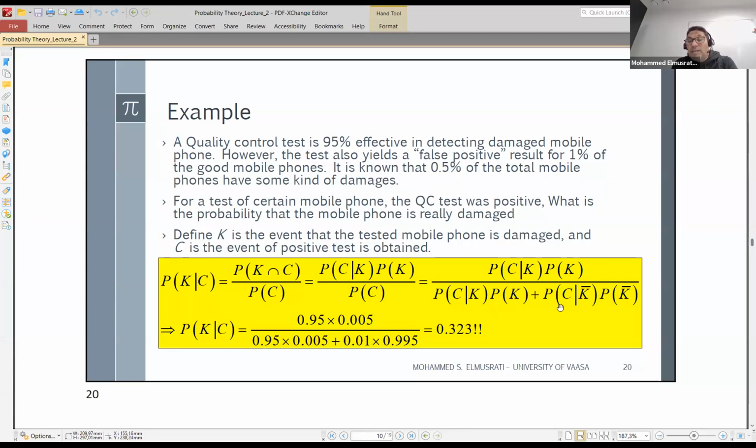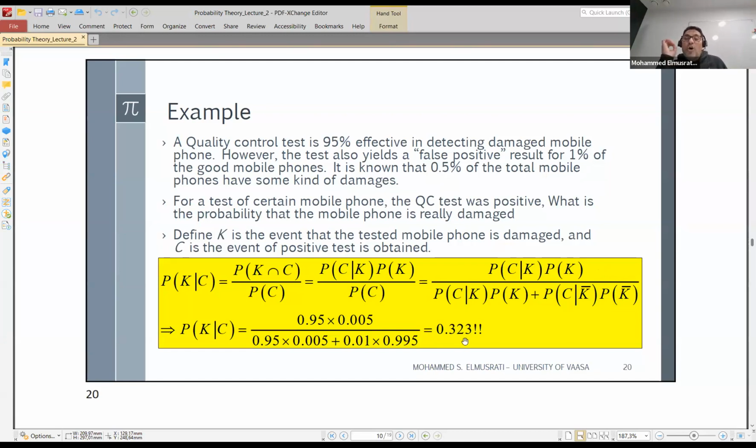now the second term here. What is the probability that you receive a positive alarm given the mobile is good? It is given here. It is 1%. It is a false positive, so it is 0.01. What is the probability that the mobile is good? It is 1 minus 0.005, because the probability of being a bad mobile or having some defect is 0.5%. So the probability of being a good mobile will be 1 minus 0.5%, which is 0.995, as you can see here. Substituting these values, you will get 0.323.